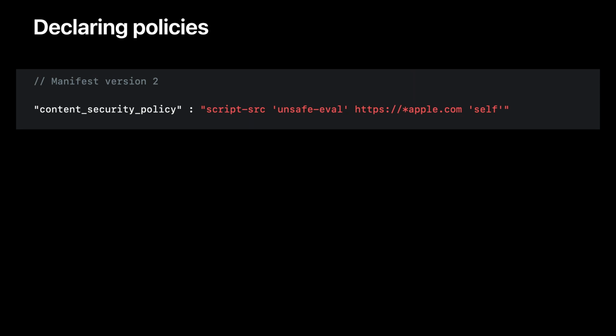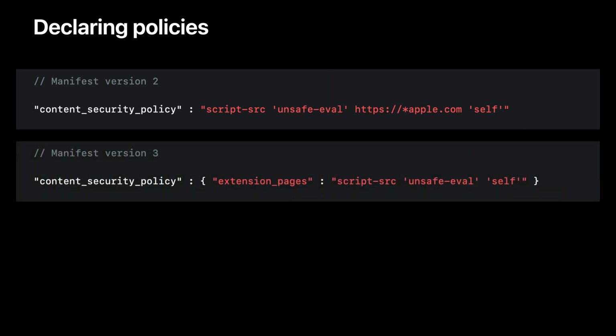In version 2, an extension's policy was defined using a string. However, in version 3, the policy is defined using an object with the key extension pages. It's important to note that remote sources for scripts are no longer allowed for version 3.